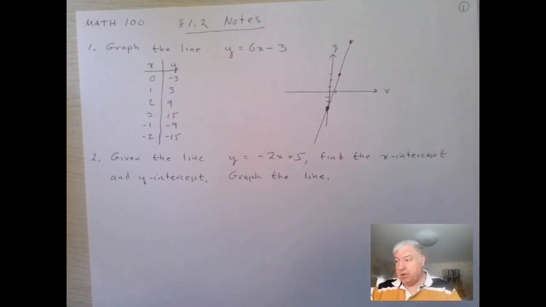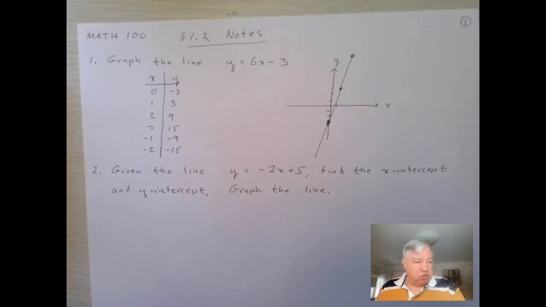All right. So we'll eventually find out a slightly easier way to graph this line when we talk about slope. Okay. But basically, if you can find 2 points on a line, that's enough to graph it.